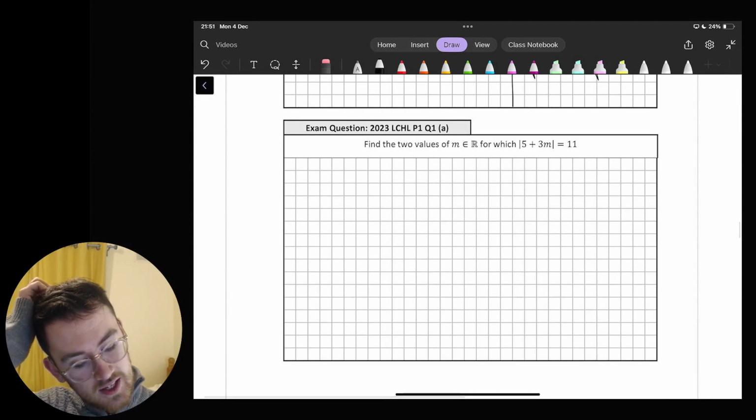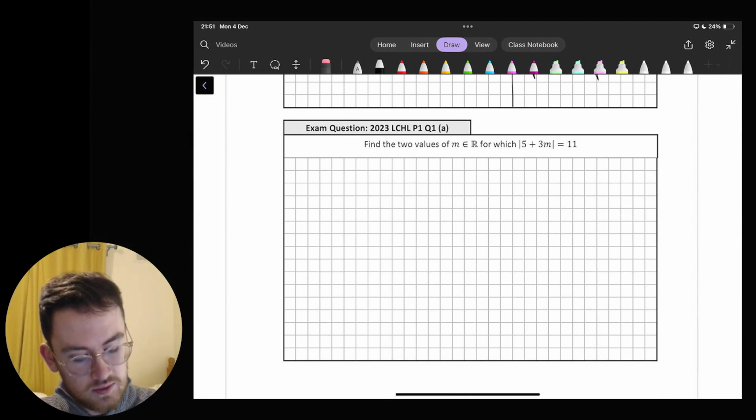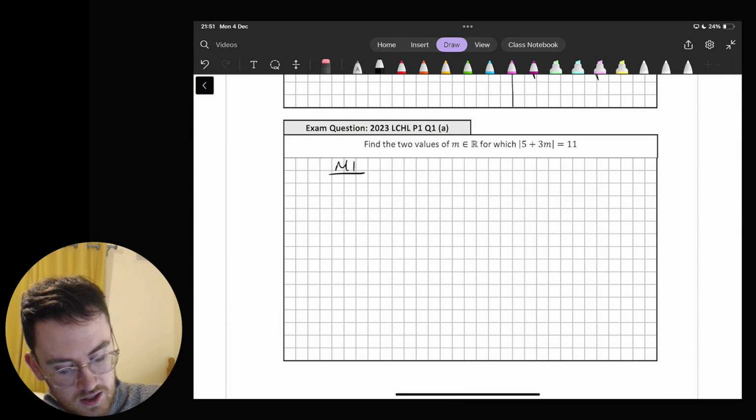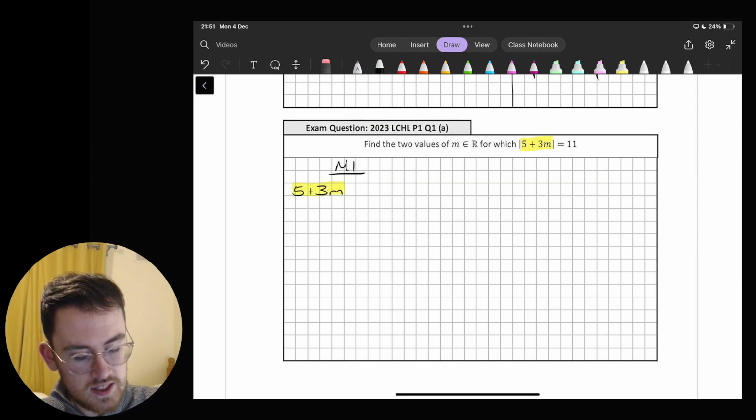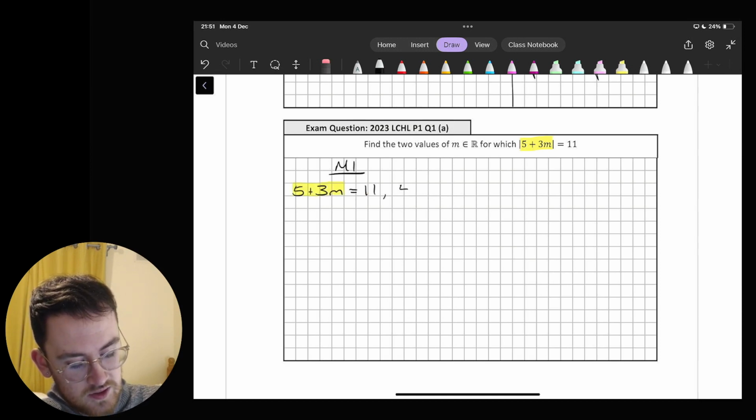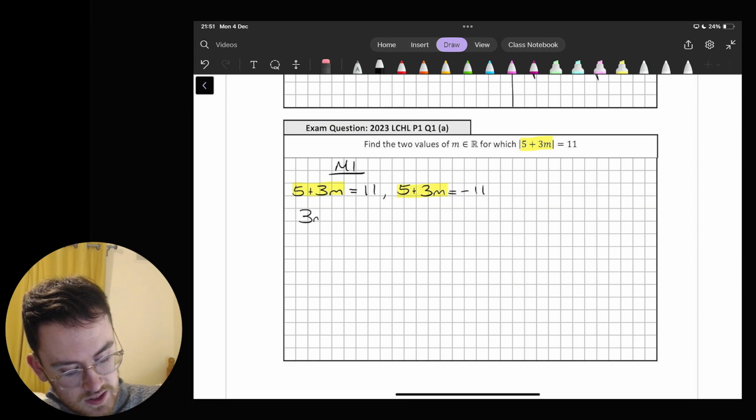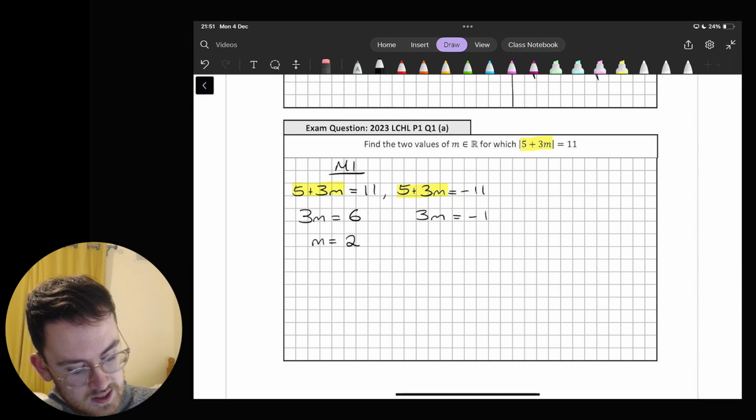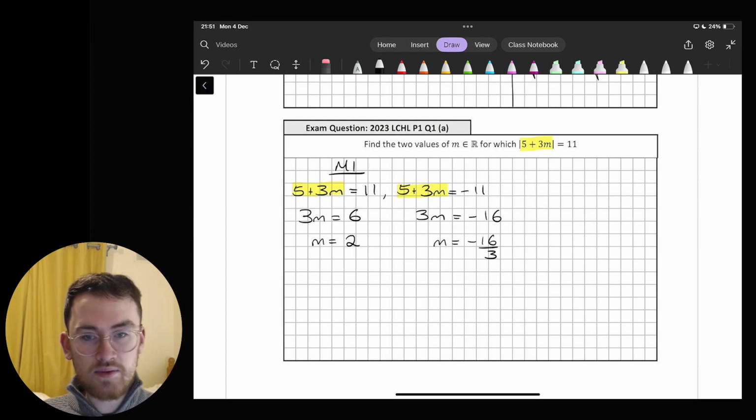So find the two values of m for which this equation is equal to 11. So again, two methods here. So we either say the middle section there, the part on the inside, noting how I'm writing it now without the modulus, that's either equal to 11 or minus 11. So that's what could be on the inside of my modulus. So that means that 3m is equal to 6, so m must be equal to 2, or else 3m is equal to minus 16, and m could be minus 16 over 3.